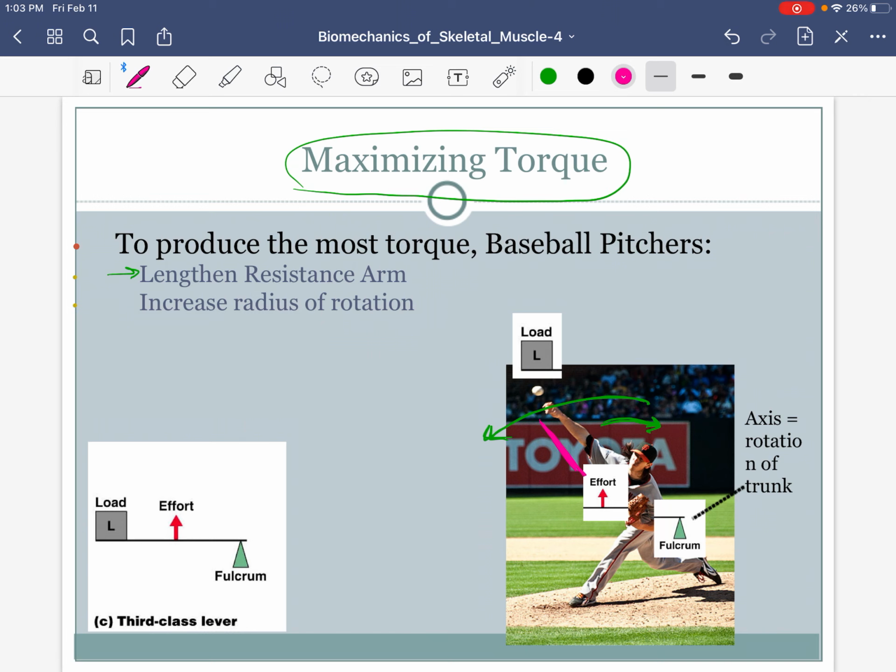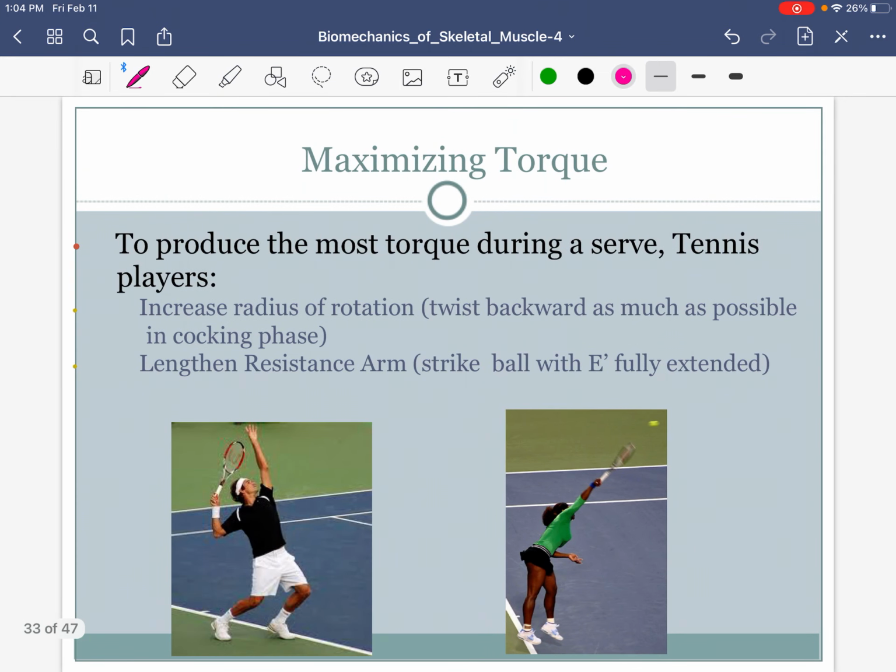So we can increase torque and force. We can increase torque by lengthening the effort arm, the resistance arm, lengthening the lever arm, and we can increase the radius of rotation. The more that a pitcher rotates their trunk means the more they can rotate their elbow. More rotation means more torque. So two things we can do to maximize torque: lengthen the lever arm, increase radius of rotation. I think these things are pretty common sense, right?